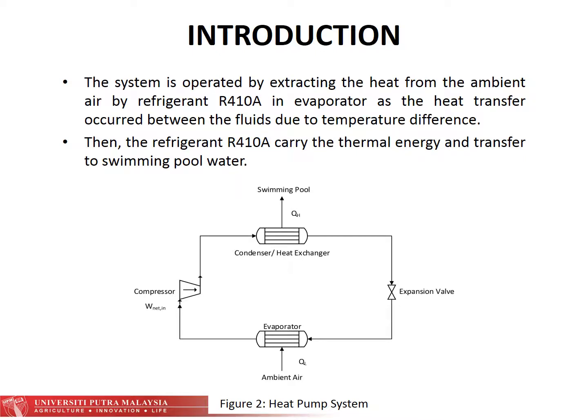There are four components in the heat pump system. As you can see in figure 2, they are evaporator, compressor, condenser, and expansion valve. The system is operated by extracting the heat from the ambient air by refrigerant R410A in the evaporator. As the heat transfer has occurred between the fluids due to the temperature difference, then the refrigerant R410A carry the thermal energy and transfer it to the swimming pool water in the condenser.